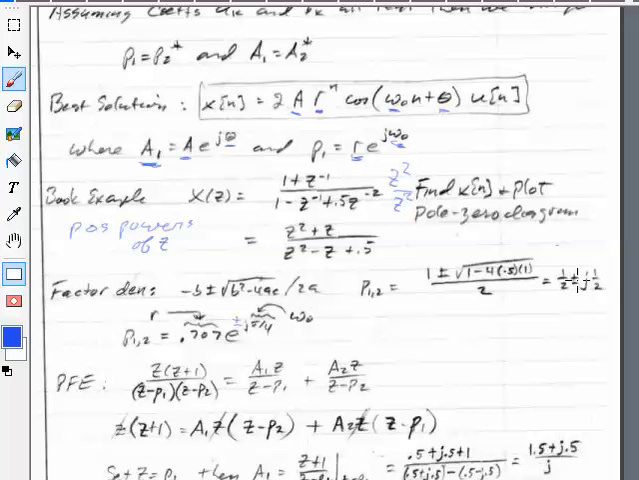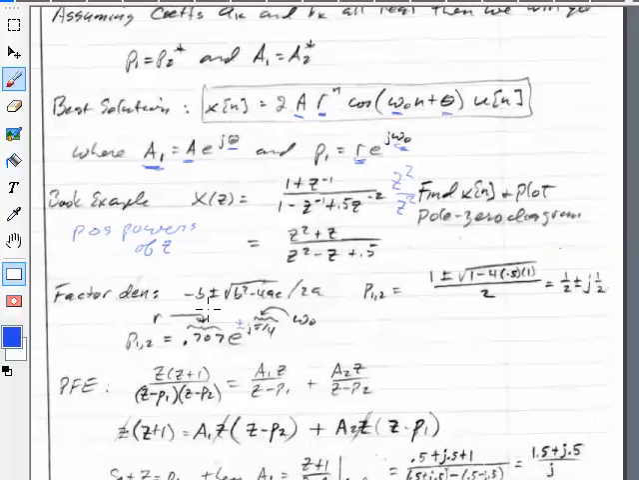All right, so there's a plus or minus there. There's a plus or minus there. So those are the poles, and we've found R and we found omega naught. Well, now we need to do partial fraction expansion.